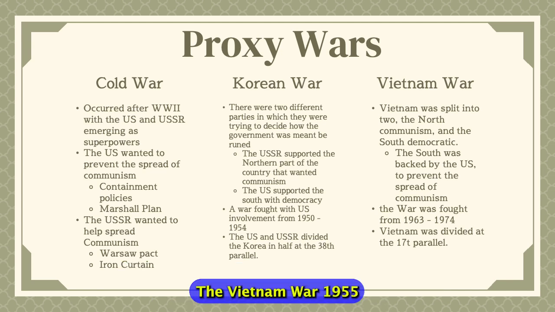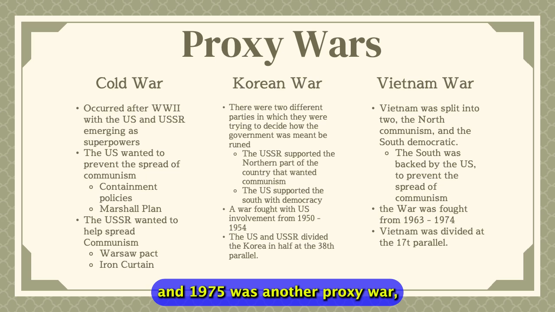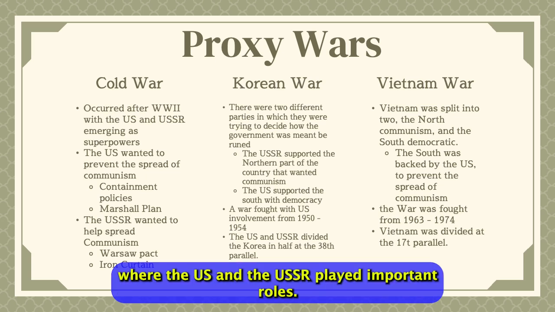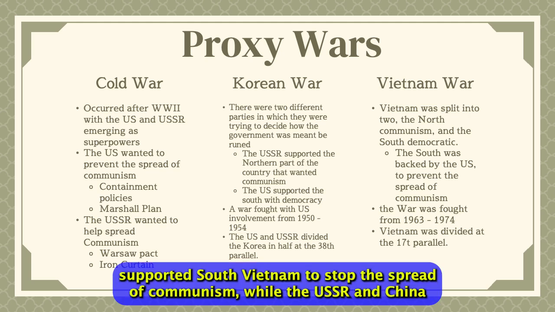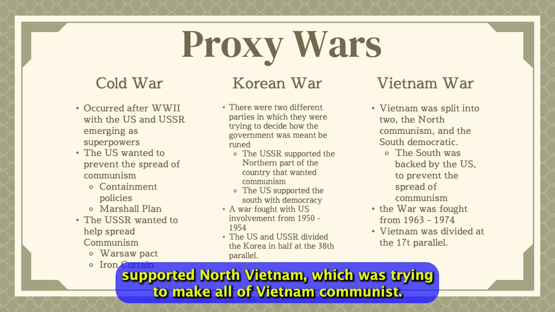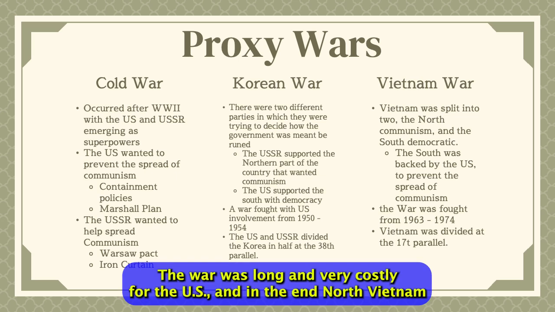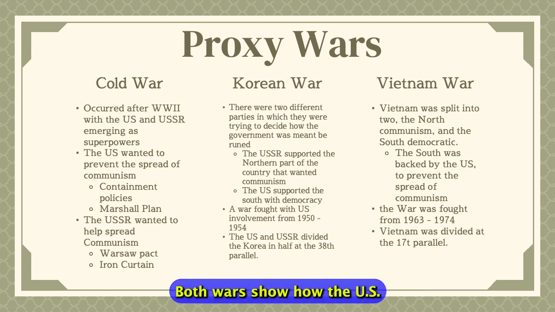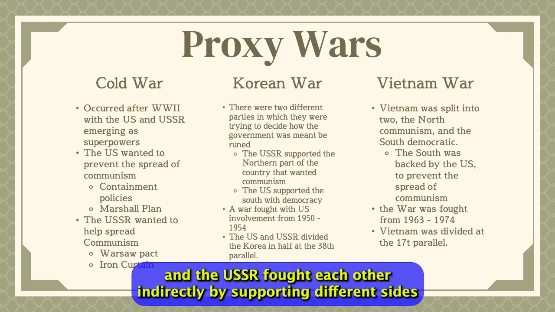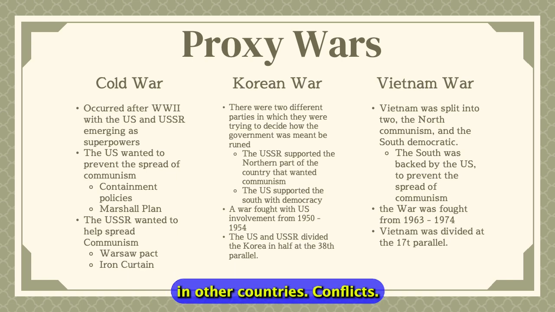The Vietnam War, 1955 to 1975, was another proxy war, where the US and the USSR played important roles. The US supported South Vietnam to stop the spread of communism, while the USSR and China supported North Vietnam, which was trying to make all of Vietnam communist. The war was long and very costly for the US, and in the end, North Vietnam won, leading to the reunification of Vietnam under communist control. Both wars show how the US and the USSR fought each other indirectly by supporting different sides in other countries' conflicts.